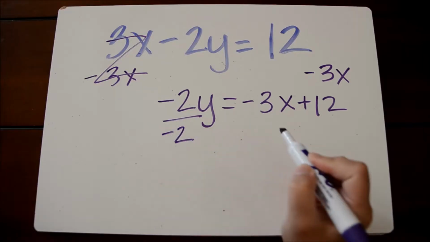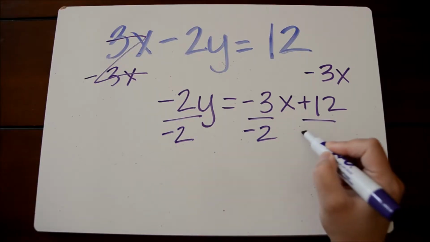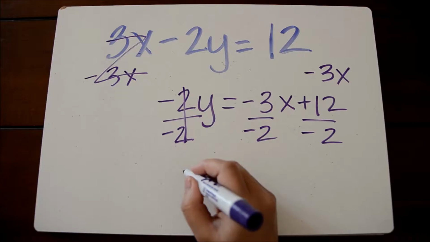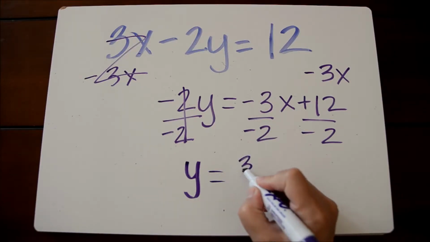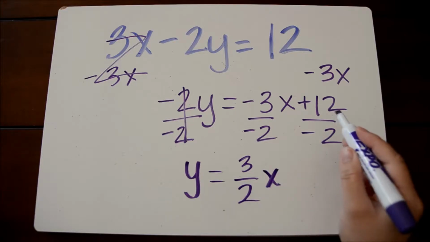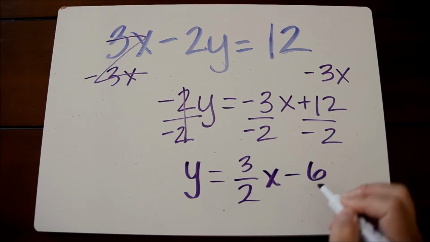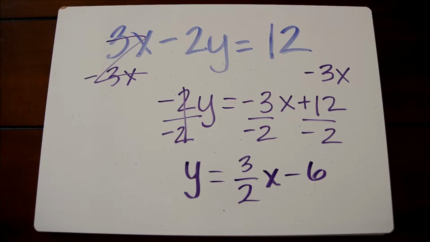But when we divide, we have to divide everything in the equation. And so when we simplify, we get y is equal to negative over negative becomes positive 3 over 2x, and this simplifies to minus 6. And that's our equation in slope-intercept form. Let's take a look at another example.